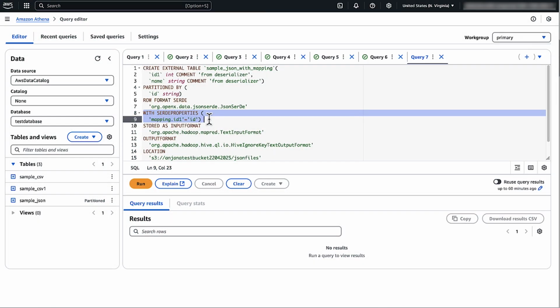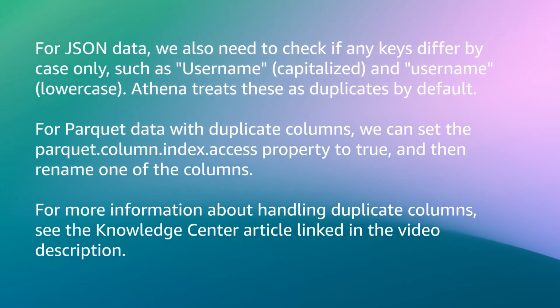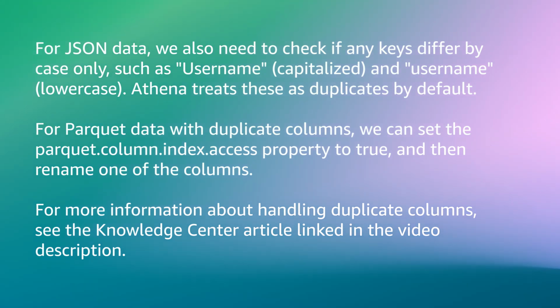Let me demonstrate the steps to set up a proper mapping function for this case. For JSON data, we also need to check if any keys differ by case only, such as username capitalized and username lowercase. Athena treats these as duplicates by default.